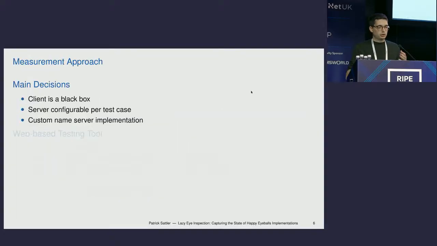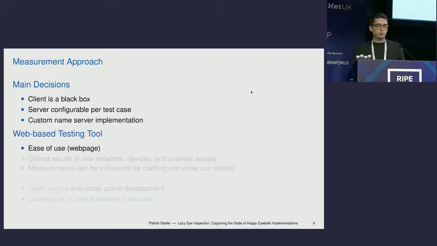Our approach was to have the client as a black box. We don't know what happens at the client, and there are implementations where we don't have the source code, so the client is a black box. Our server is configurable per test case. And additionally, for the resolution, we also implement a custom name server.